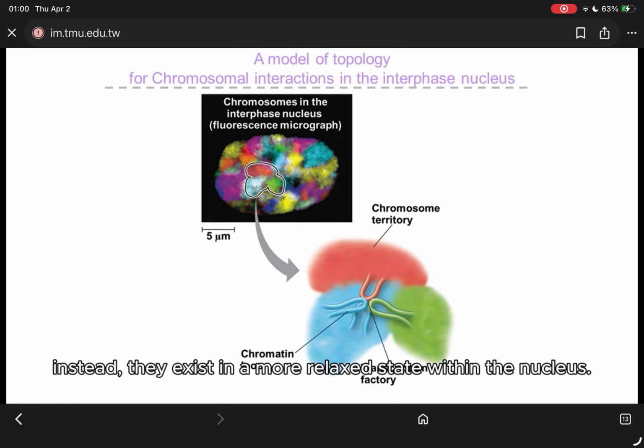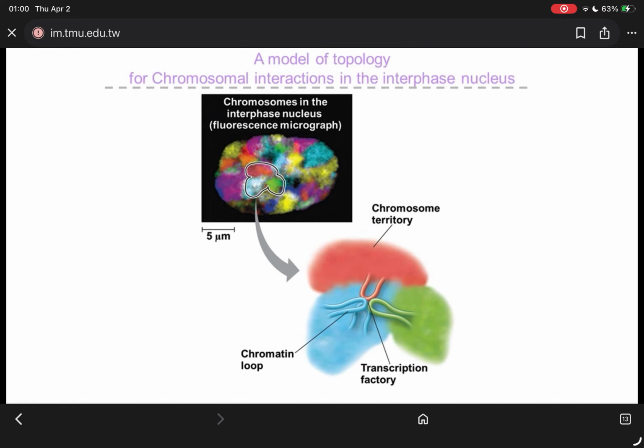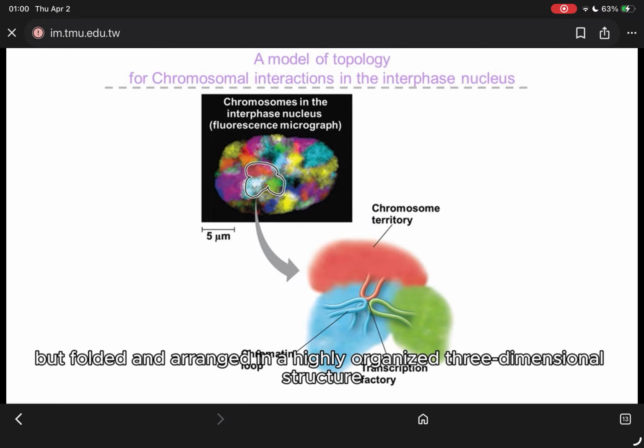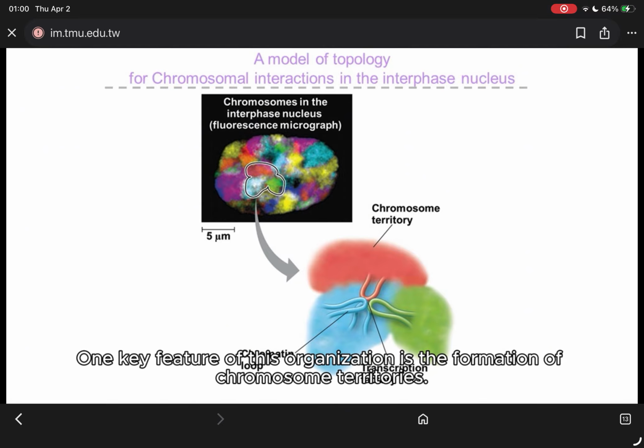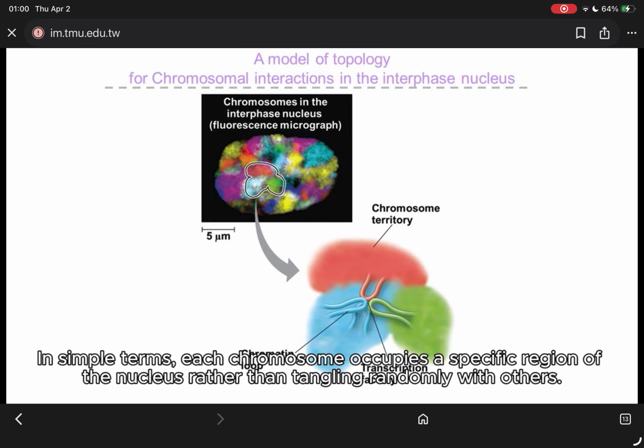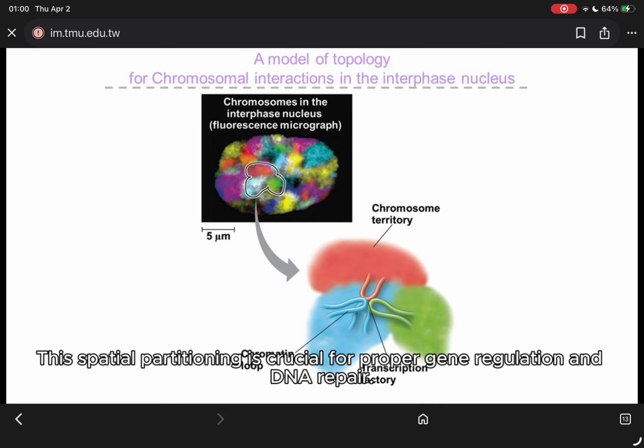Instead, they exist in a more relaxed state within the nucleus. Importantly, they are not randomly scattered, but folded and arranged in a highly organized three-dimensional structure known as chromosome topology. One key feature of this organization is the formation of chromosome territories. In simple terms, each chromosome occupies a specific region of the nucleus rather than tangling randomly with others. This spatial partitioning is crucial for proper gene regulation and DNA repair.